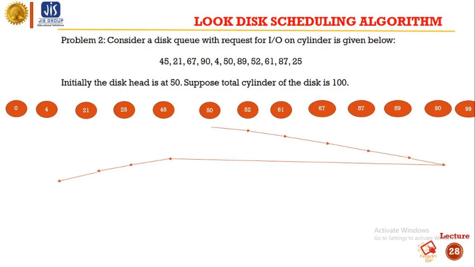From 45 we will move to 25. From 25 we will move to 21. From 21 we will move to 4, and from 4 we will move to 52. From 52 we will move to 61.